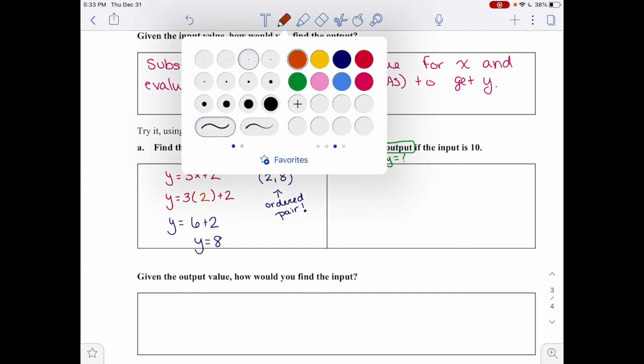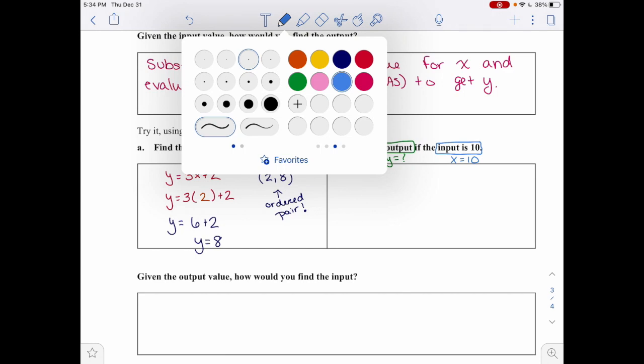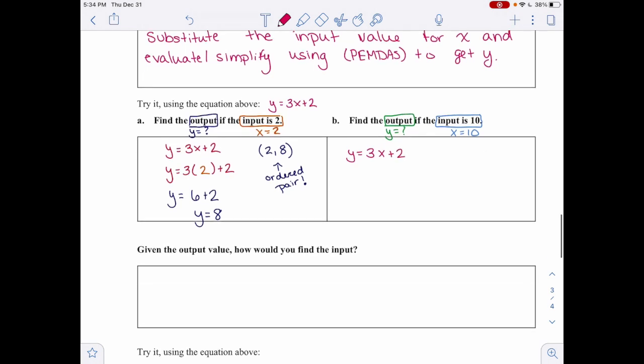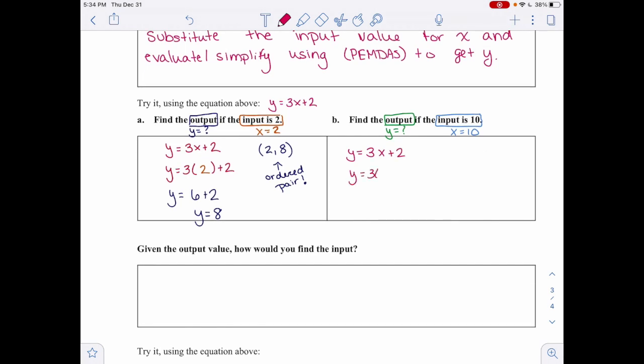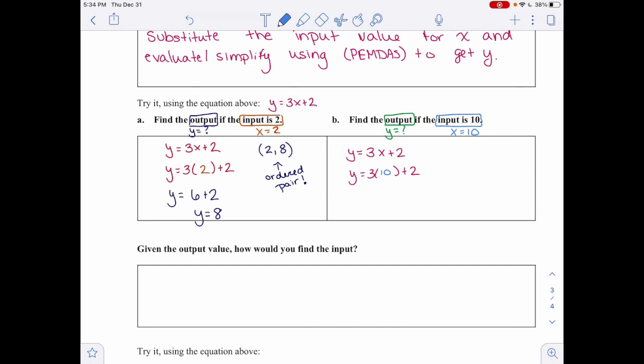If the input is 10, remember the input is the x, so I know the x value, so I'm going to use substitution again. So I'm going to have y equals 3x plus 2 as my equation. I'm going to replace the x, or substitute the x, with 10, and then follow PEMDAS. Again, multiply first because of PEMDAS. So here I'm going to multiply, that's 30. I'm going to add 2. So y equals 32, because of the input 10. So the ordered pair here would be (10, 32).